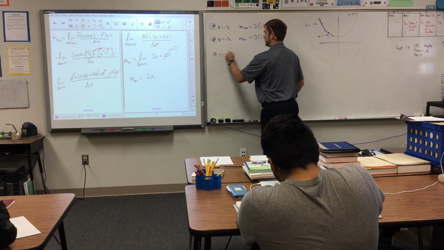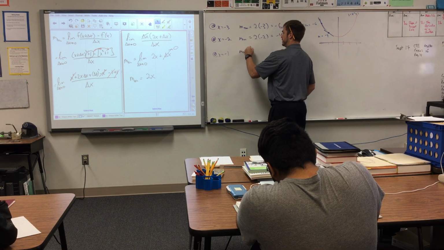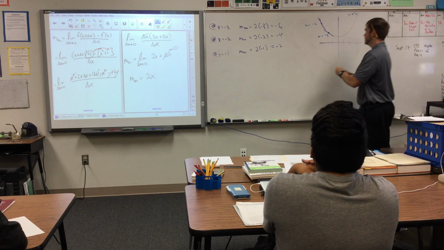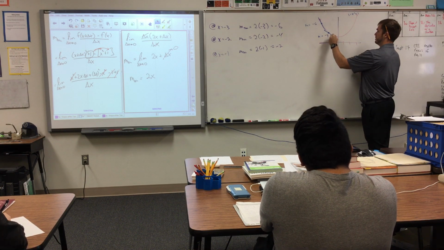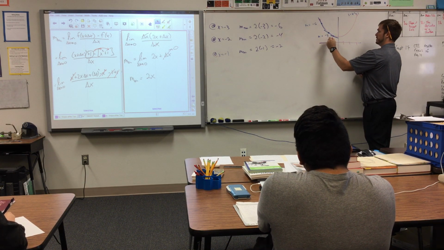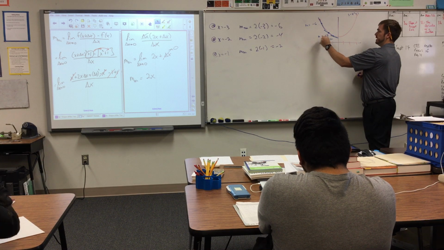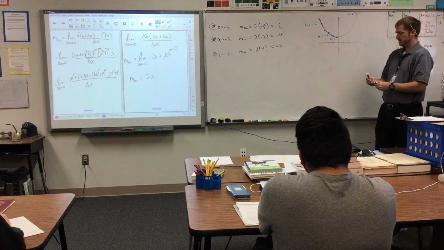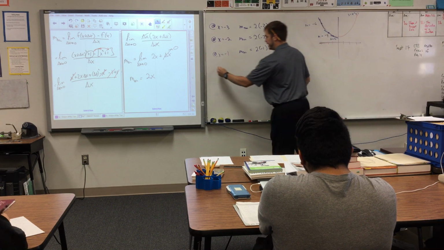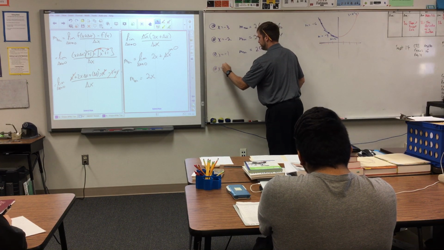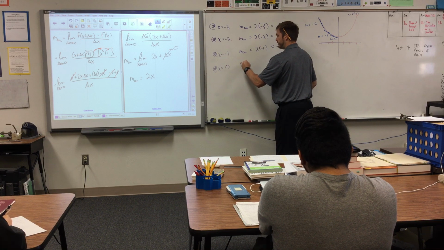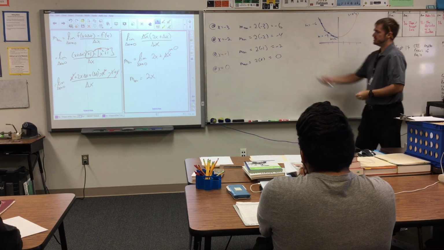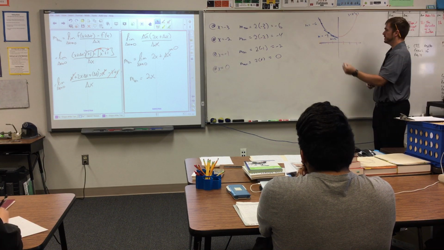What about x equals -1? What's the slope of the tangent line? 2 times -1, so that's -2. I should put m tangent, but whatever. Slope of the tangent line. What about at x equals 0? Didn't we figure that one out yesterday? Yeah, it's 0. And it's 0 based on our formula as well.